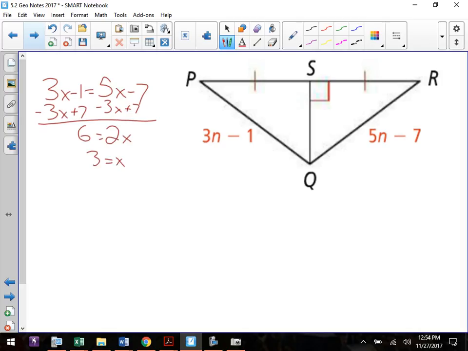And then once again, always substitute back in. 3 times 3 is. Subtract 1, you get. And then 5 times 3 is. Subtract 7, and you get.